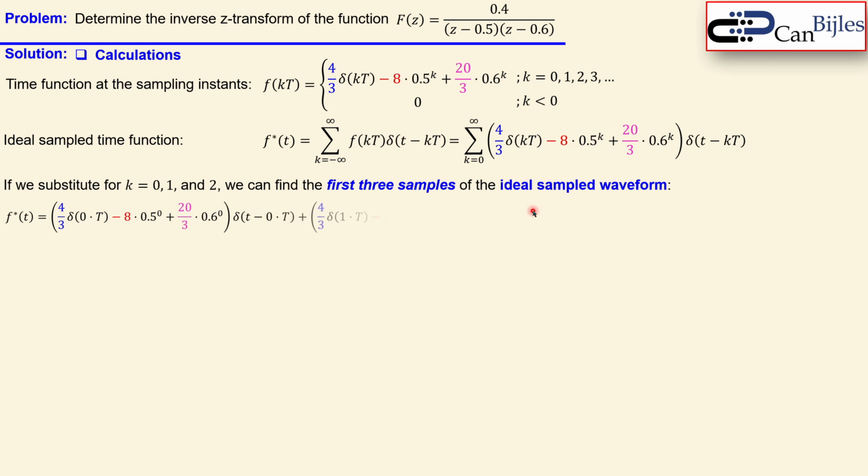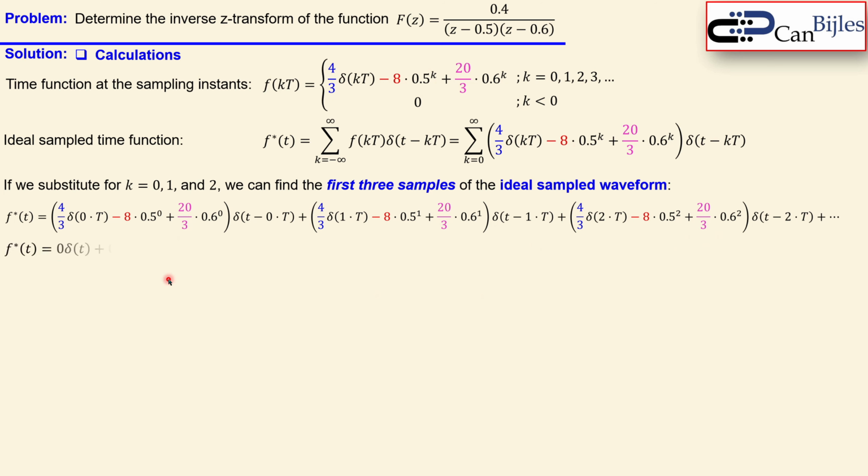So how does it look like? If I look at this expression, I can say it's 4 over 3 times the delta of 0, and then minus 8 times 0.5 to the power 0, which is actually shown here, and then 20 over 3 times 0.6 to the power 0, and then the delta function, and then t minus the 0T, which is actually shown here. In a similar case, you now change the k's to 1, and then next time 2, and you actually go on to infinity. So in this case, we have now our first 3 samples.